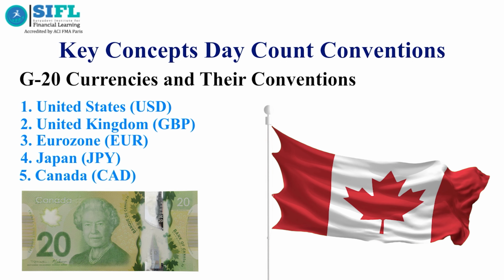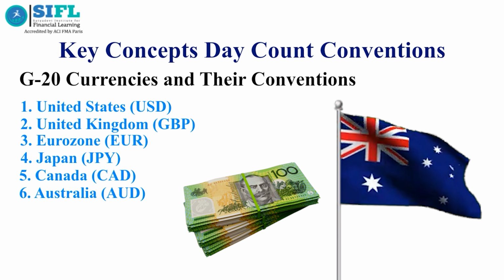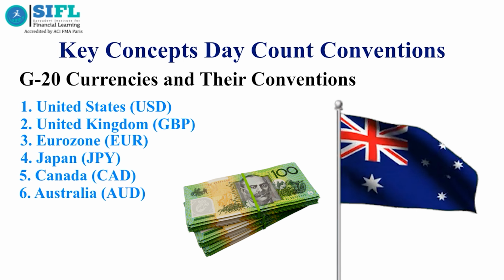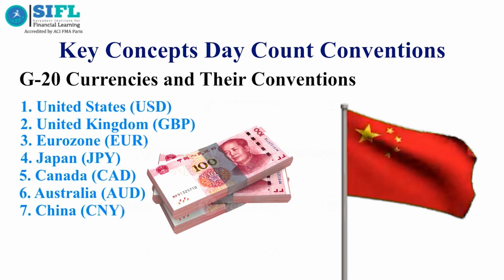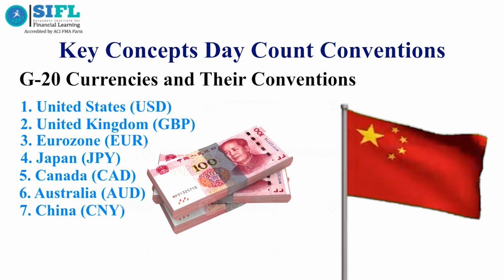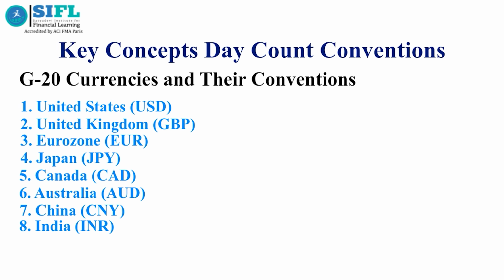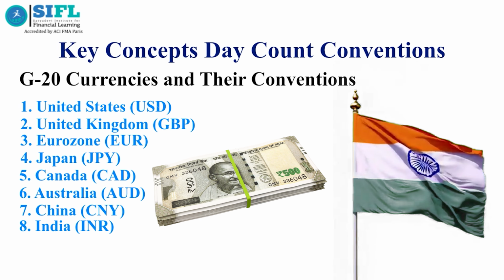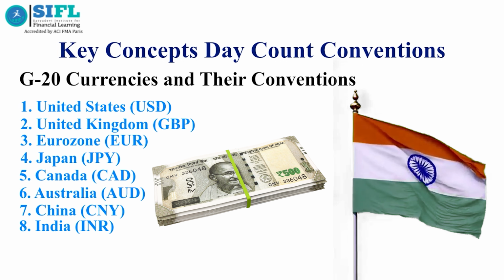5. Canada CAD. Convention. Actual by 365 fixed. Used for money market instruments. 6. Australia AUD. Convention. Actual by 365 fixed. Used for money market instruments. 7. China CNY. Convention. Actual by 365 fixed. Used for money market instruments. 8. India INR. Convention. Actual by 365 fixed. Used for money market instruments.